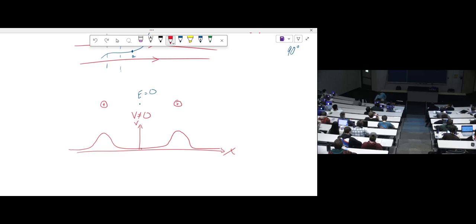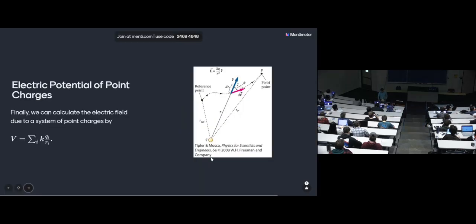So, V is non-zero here, but the derivative of V with respect to X is 0 at that point, meaning that E is 0. If one of those charges was negative, then you would end up getting that the potential at the midpoint is 0, but the electric field is non-zero. Just an interesting exercise to try.